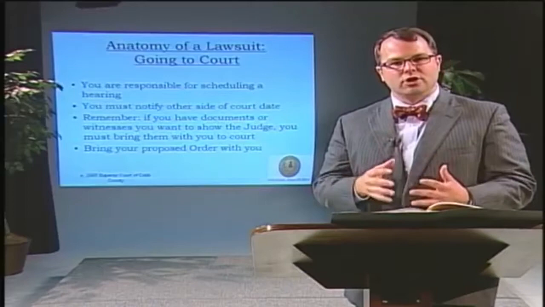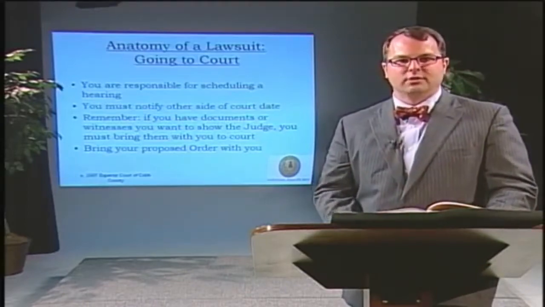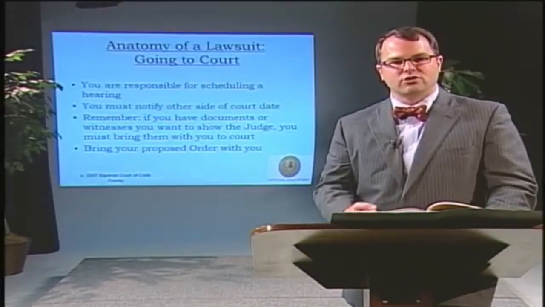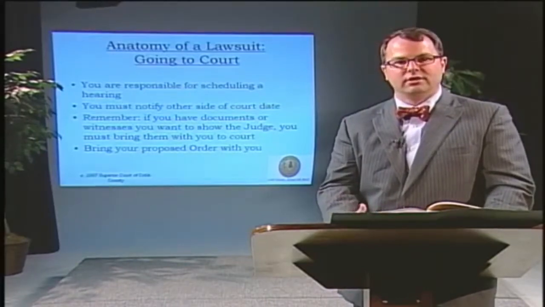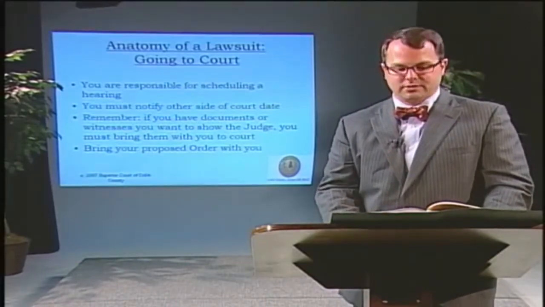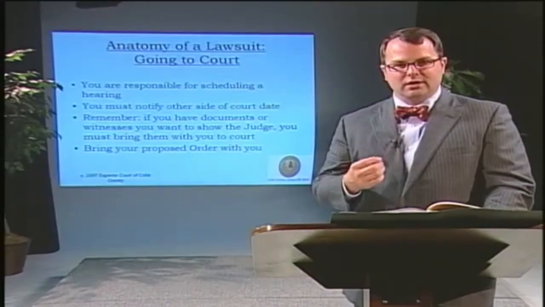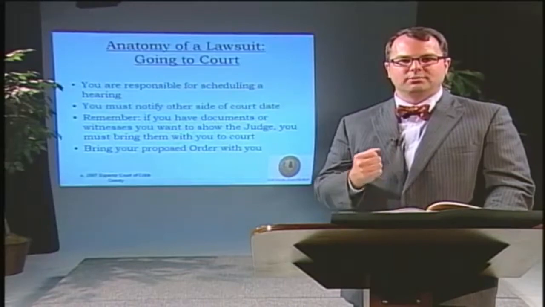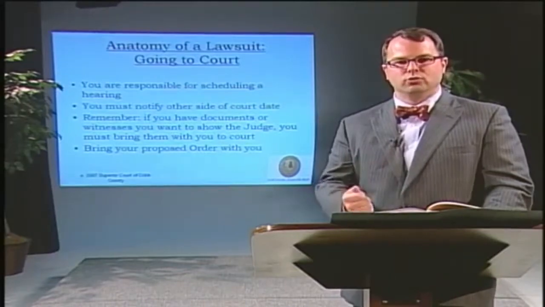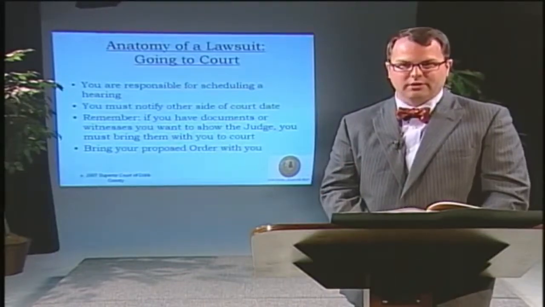Because the judge isn't going to let you proceed with your case and proceed with the hearing unless you can show that the other party was notified about the hearing and given the opportunity to be there. Again, remember, if you have documents or witnesses or any other information that you need to present to the judge to help the judge rule on your case, bring it with you to the final hearing.